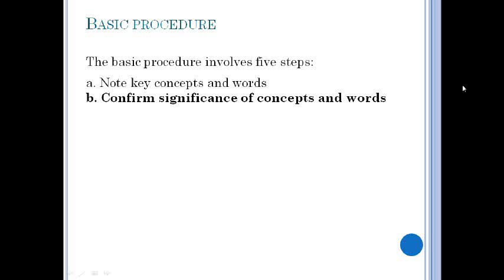What you now need to do is to confirm the significance of those concepts and words. And perhaps the most important question to ask in doing this is something like the following. If this concept or word or words were removed, would the letter, would the book still stand? In other words, would the removal of that concept and word significantly impact on the letter or book or not? If it does significantly impact, then it would be significant. If it doesn't, then you have probably misidentified that concept or word as significant.